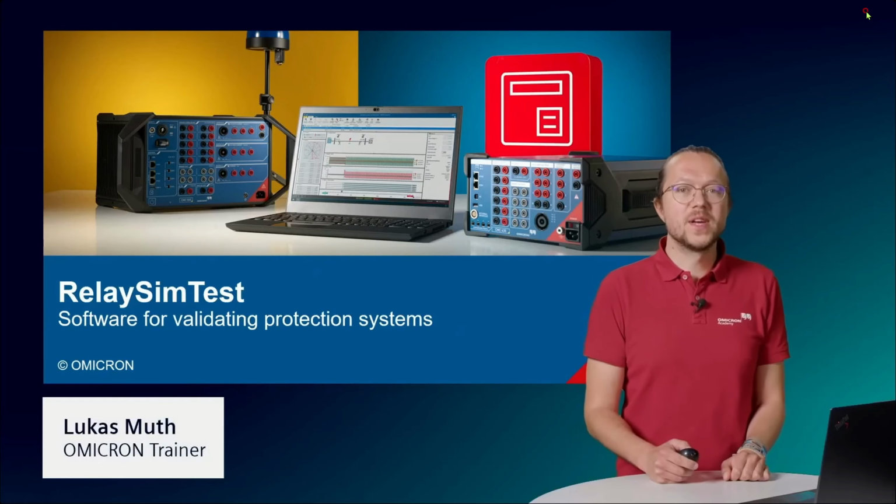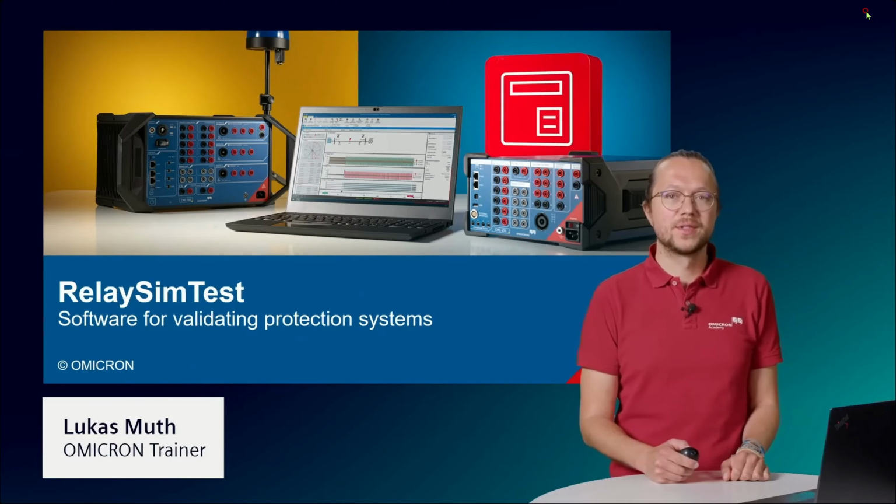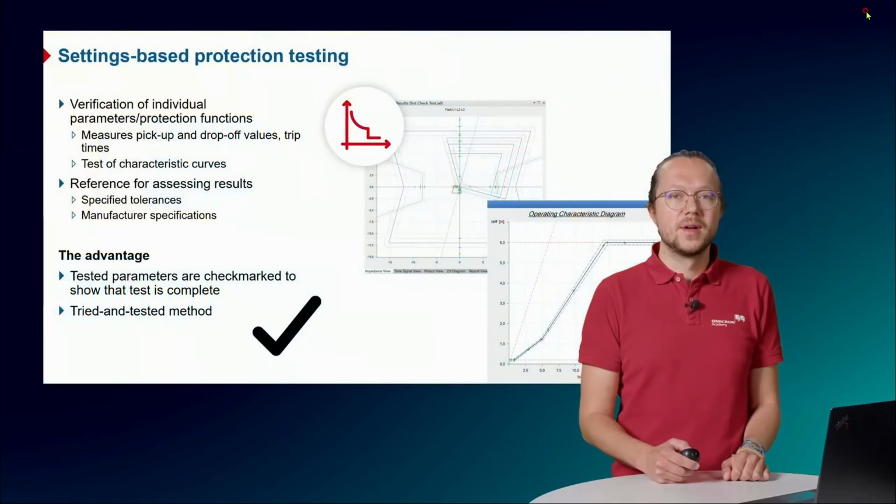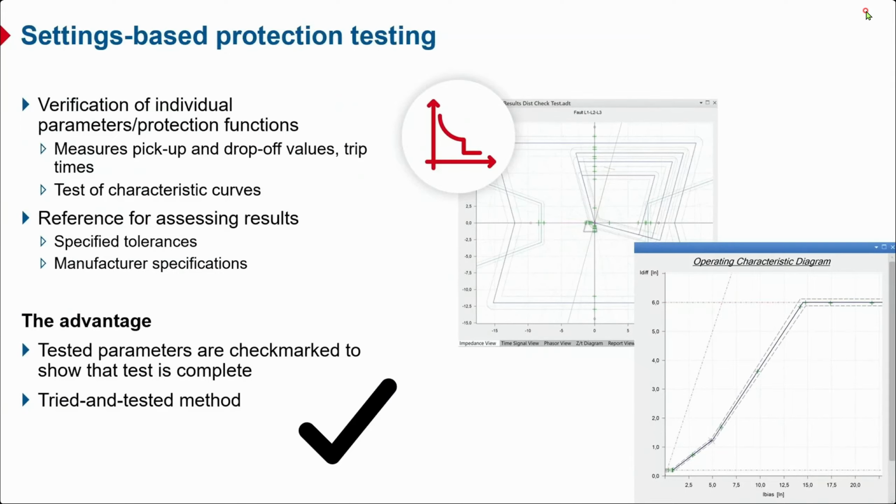Before we dive into the functionality of RelaySimTest, we'd like to have a little insight into the setting-based protection approach. This is performed with Test Universe. The test is performed for parameters like distance zones, thresholds, and differential tripping characteristics. There is a comparison with predefined values to assess the result. This is a tried and tested method.